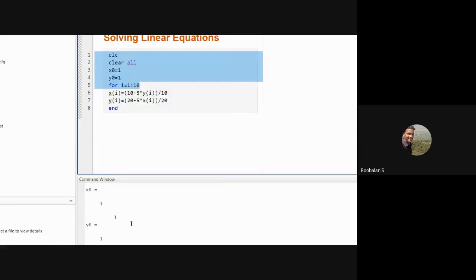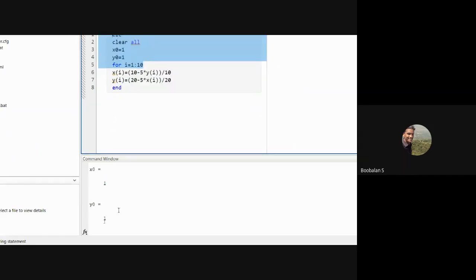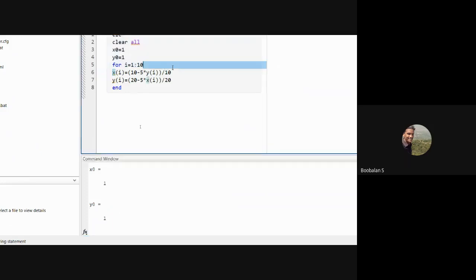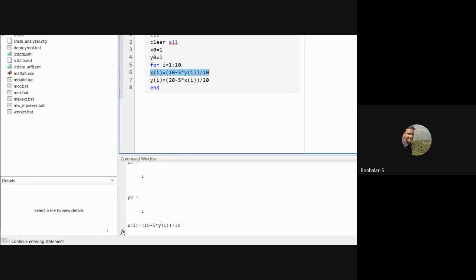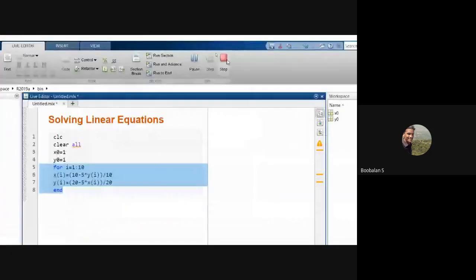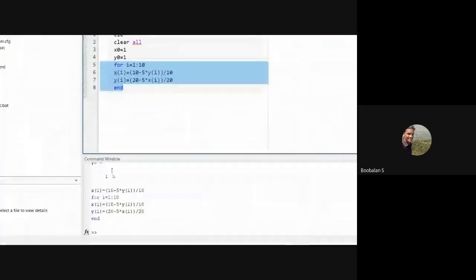And evaluate x0, y0, no issue. And this one, yeah, it's executed. Continue statement. Wow, it's now stopped once again. Small issue, we'll see.